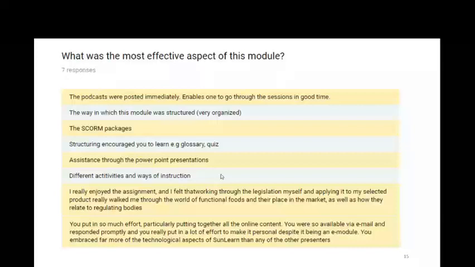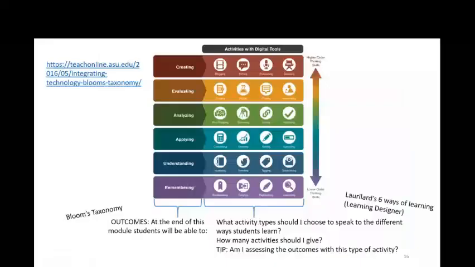So I found this infographic, which I really liked. In this, Bloom's taxonomy is integrated with technology. I find this helpful to give me ideas of the numerous electronic activities there are to choose from. And now not only to think about the 6 ways of learning, but also linking the learning to the lower or the higher order cognitive skills, which refers to the Bloom's taxonomy.